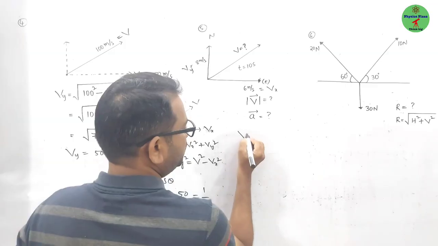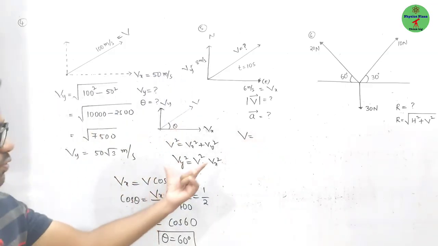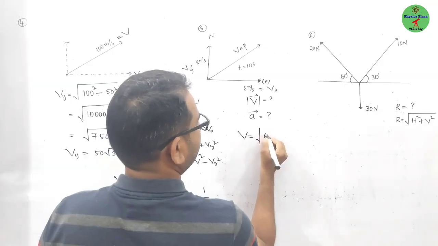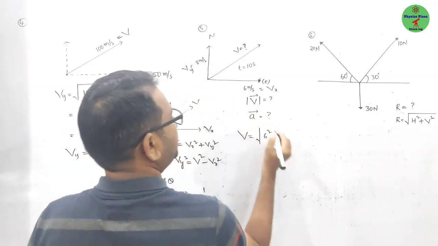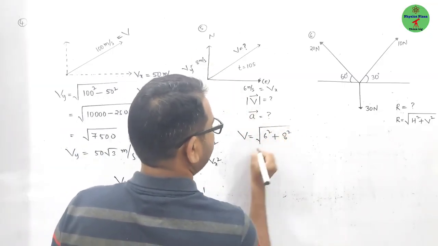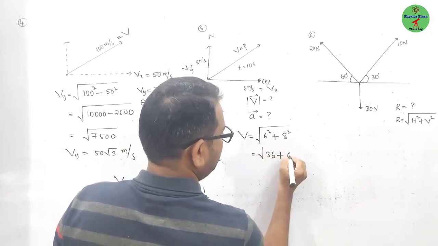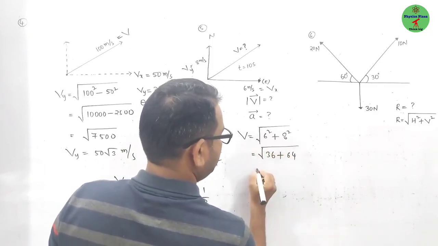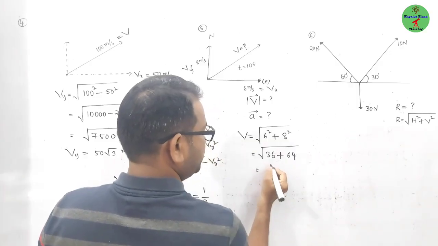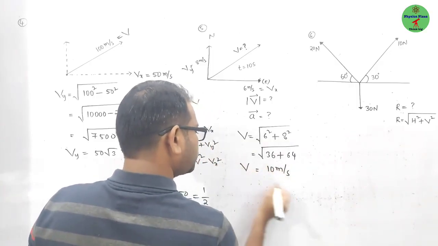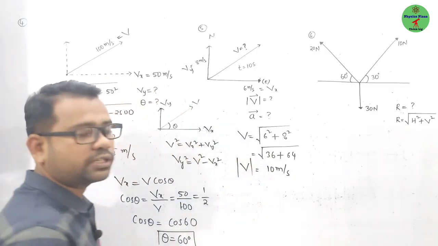So we know that V is equal to, apply this formula, V is equal to square root of Vx square, 6 square, plus Vy square, 8 square. Let us simplify this. This is going to be 36 plus 64, and this is going to be 100. So this is 10 meter per second. This is the magnitude of the velocity they asked.